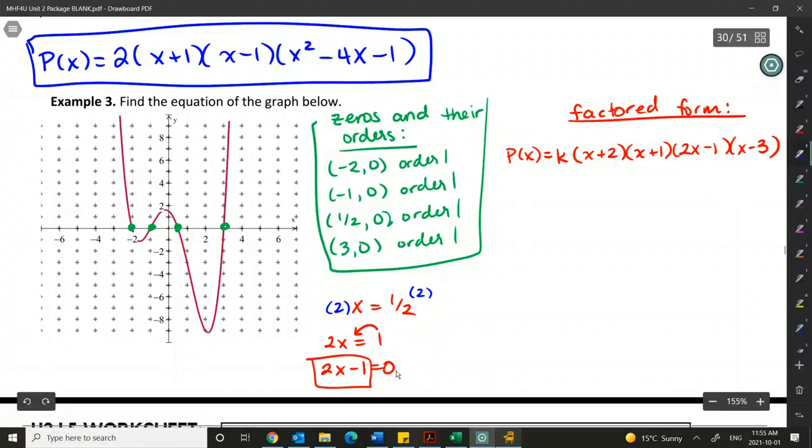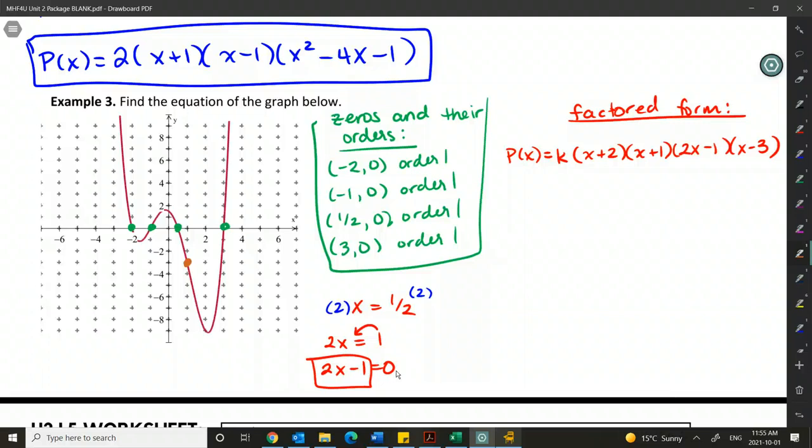Okay, how do I find k now? We have to plug in any point except for these four, because we've already used those to create parts of the equation. So does anyone see a point that we know for sure is on the graph? 1, -3. Yep, that could work. I also see 2, -9. So either one of those points I think is good.